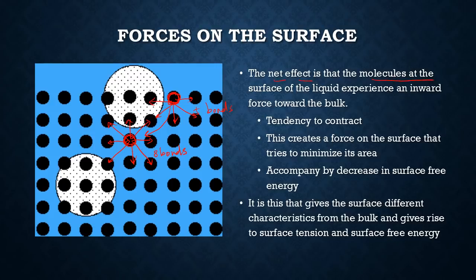So the net effect is that the molecule at the surface of the liquid may experience an inward force towards the bulk, because in the bulk there are higher forces involved. That's why whatever is experienced on the surface, there is a net effect of inward force. So there is a tendency to contract, and this creates a force on the surface as they try to minimize their own area, and minimizing this area is accompanied by a decrease in surface free energy. This is what gives the surface different characteristics from the bulk and gives rise to surface tension and surface free energy.